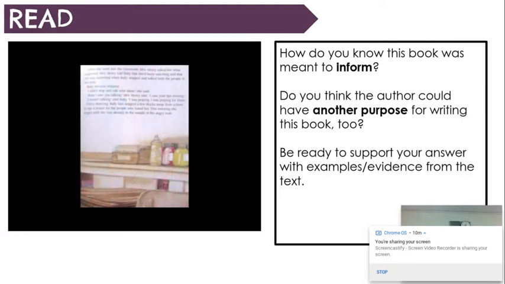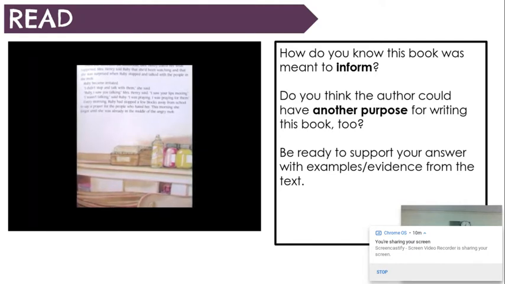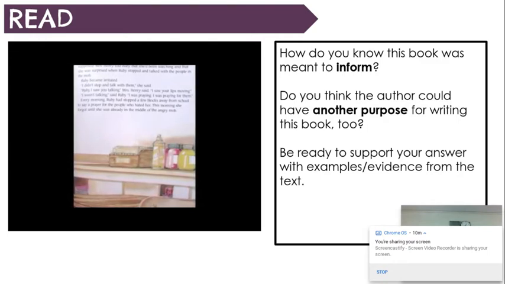"I wasn't talking," said Ruby. "I was praying. I was praying for them." Every morning, Ruby had stopped a few blocks away from school to say a prayer for the people who hated her. This morning, she forgot until she was already in the middle of the angry mob.